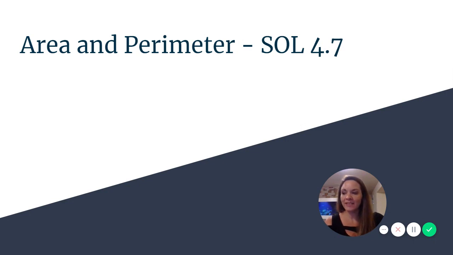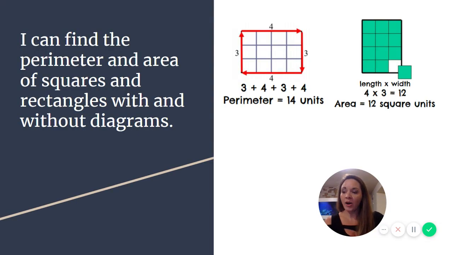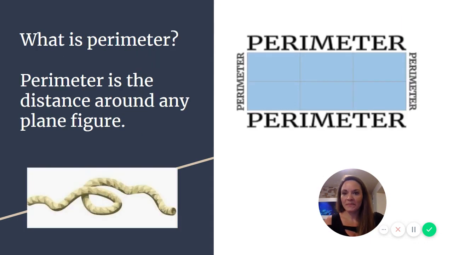For today's lesson, we will be exploring area and perimeter, which is SOL 4.7. Our I can statement for today is, I can find the perimeter and area of squares and rectangles with and without diagrams. What is perimeter?